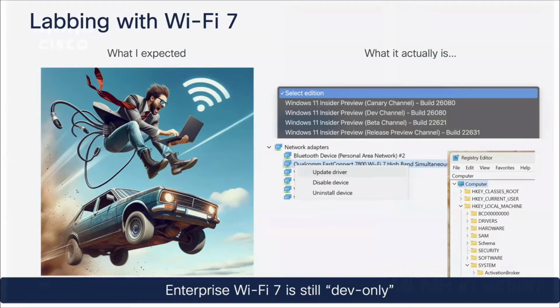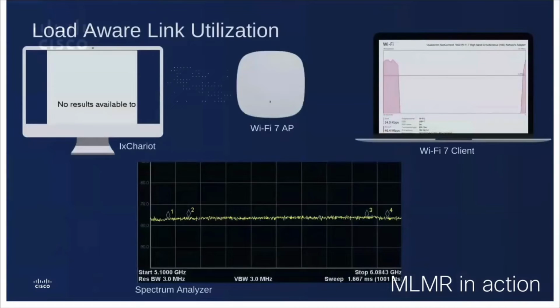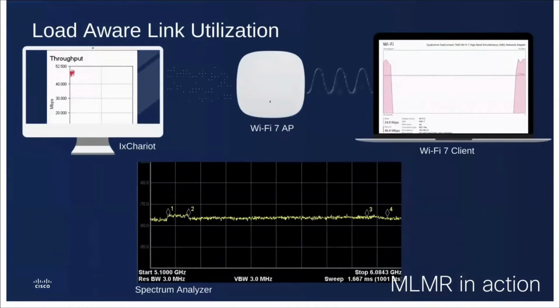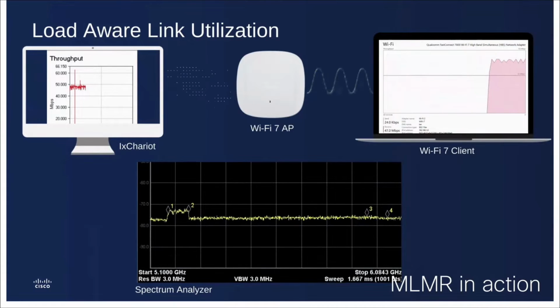Okie dokie. But I just kind of wanted to show you something cool here. So what does MLMR actually look like in action? This is multi-link, multi-radio. What you see here on the top left is we're pumping, I think, a measly 50 meg throughput. And down here on the spectrum analyzer, you'll see, yes, we're seeing traffic in 5 gig. Again, this is a device that is capable of 5 and 6 at the same time. There is no 6 right now.